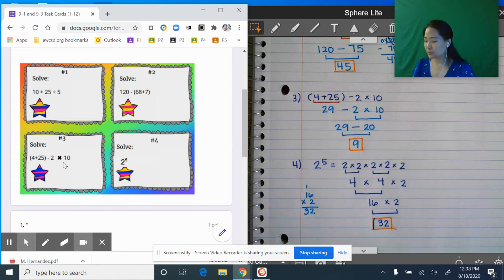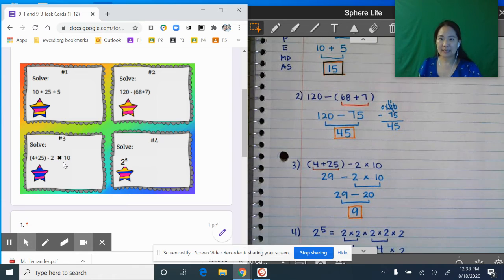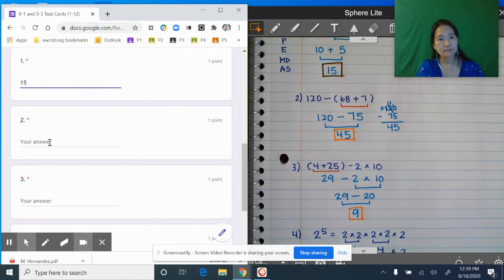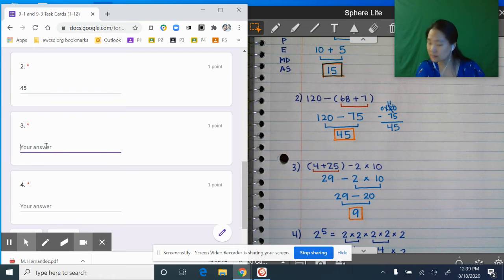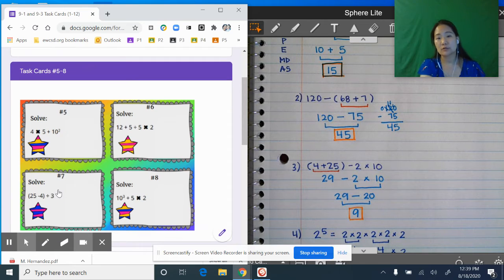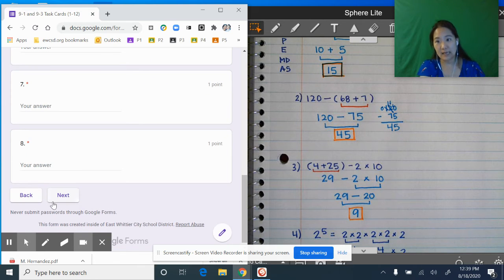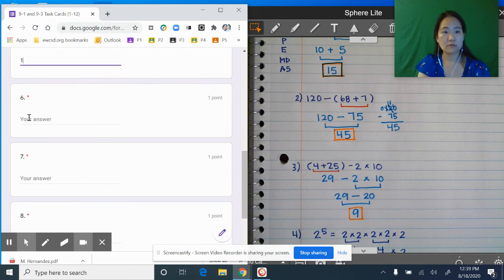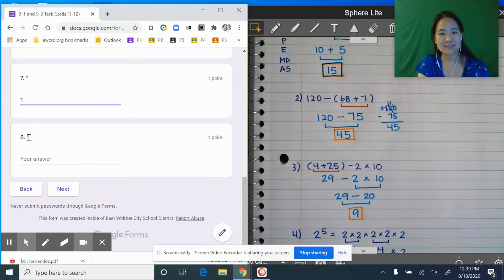Now that I have the first 4 problems, I'm going to go ahead and enter them on my Google form. So I already entered 15 for number 1, number 2, 45, number 3, 9, number 4, 32, and then I'm going to click on next. Then it's going to show you the next 4 problems. And then once you're done, you click on next. Okay, let me just click on next. I'm just going to enter random answer.